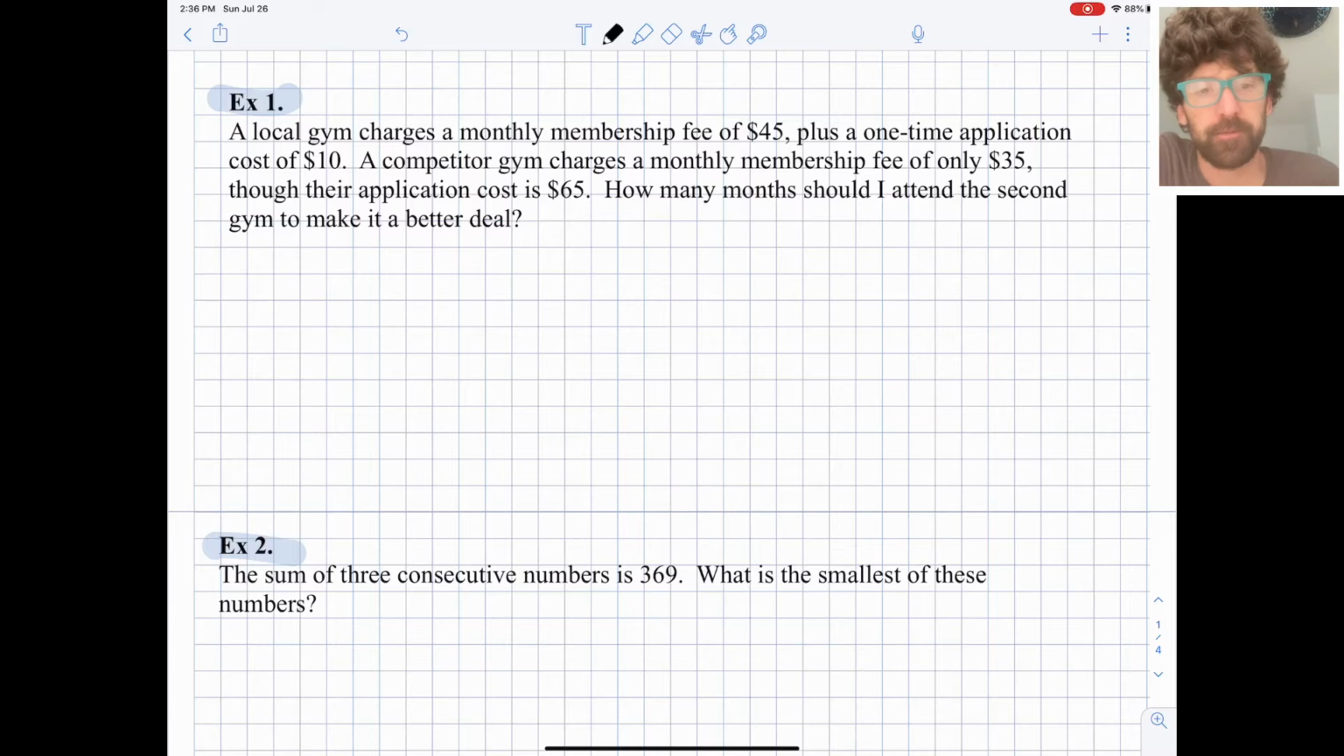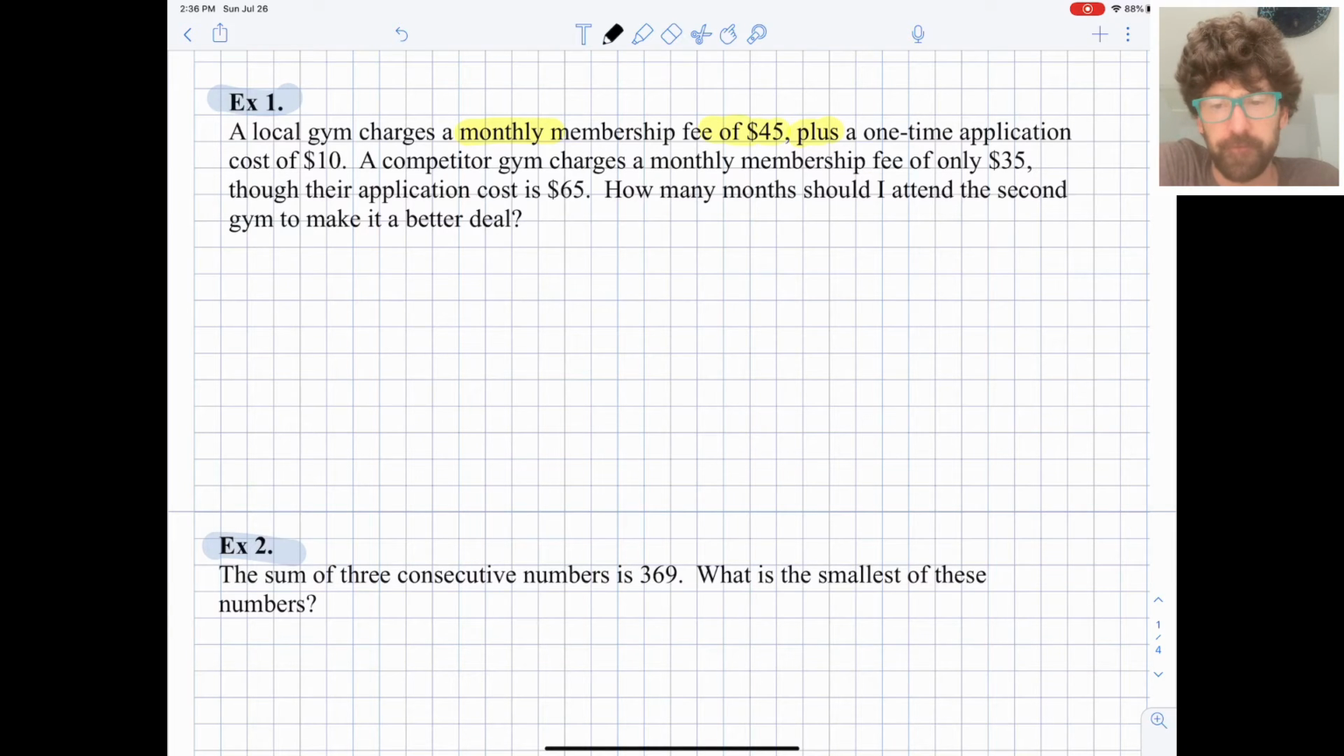Okay, so let's look at some of these words. We have a plus in here. Monthly implies a multiplication because it's sort of a per time. It's $45 per month, and that's going to apply to both gyms, it looks like. So it looks like we have some multiplication and addition as well. And of course the of implies that multiplication also.